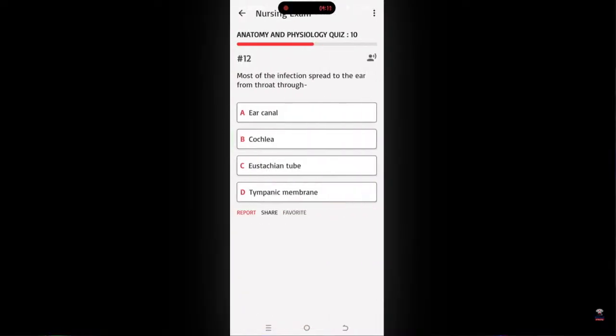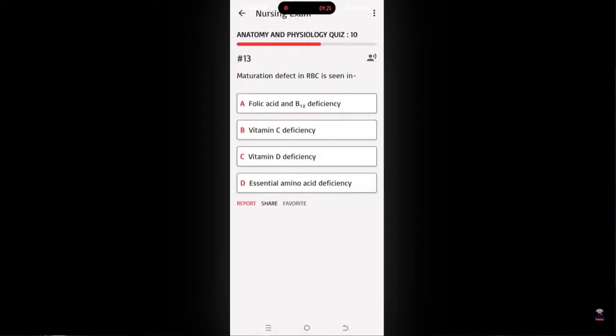Most of the infection spreads to the ear from throat through: A. Ear canal. B. Cochlea. C. Eustachian tube. D. Tympanic membrane. Correct answer. Maturation defect in RBC is seen in: A. Folic acid and B12 deficiency. B. Vitamin C deficiency. C. Vitamin D deficiency. D. Essential amino acid deficiency. Correct answer.